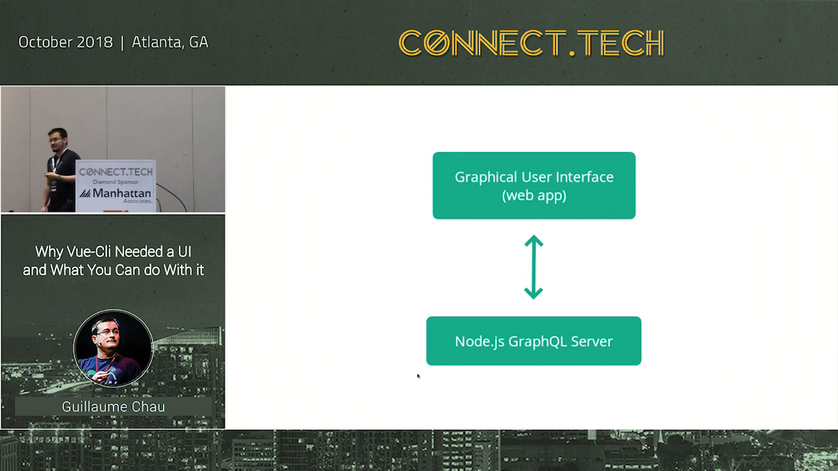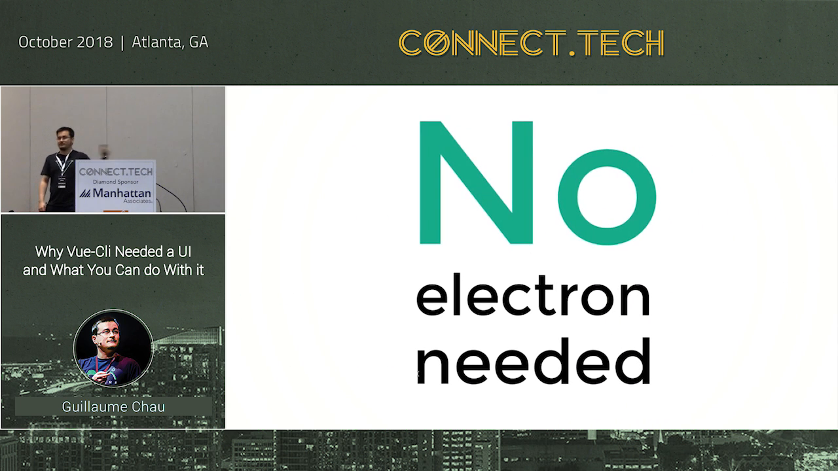So how does it work? It's starting an Apollo server with Express on the Node.js side, and then it opens a web app written with Vue, basically. So no Electron needed. No hundreds of megabytes of downloads. So very low memory consumption.